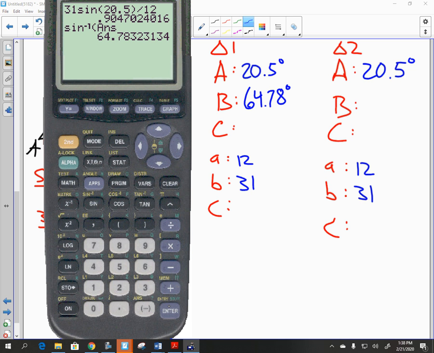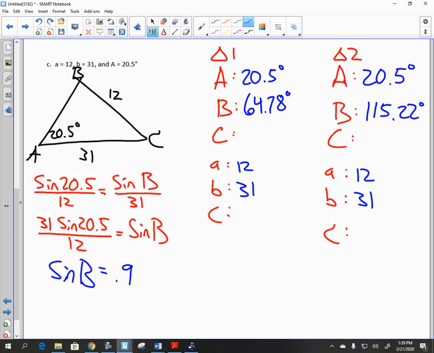Is that the acute or the obtuse? That's the acute. Do you know how I find the obtuse? All I do is just subtract from 180. 180 minus 64.78. Before we do that, because I know you guys know how to do that, I gotta make this last connection so you can see why it works out.